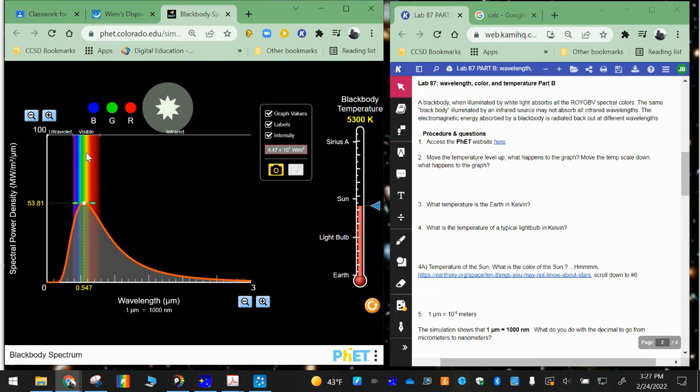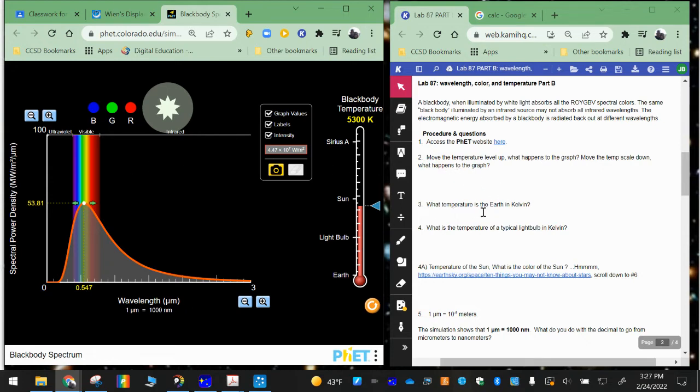Now, this here is the visible spectrum. Humans can only see in this range. This is violet, and over here is ultraviolet, which we cannot see. Over here is red, so this whole region here is infrared. Snakes can see infrared, but unfortunately we cannot. So go ahead and answer this question here.